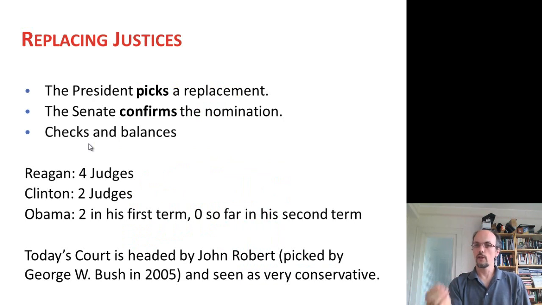And what happens is this. The president picks a replacement and the Senate confirms the nomination. And usually there is a huge fight because each party will try to find someone who will defend their views. But because of the system of checks and balances, the most unacceptable candidates are usually not accepted.